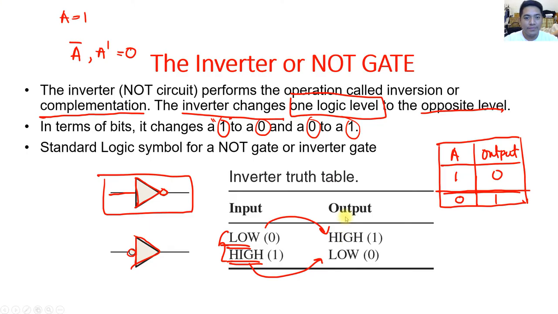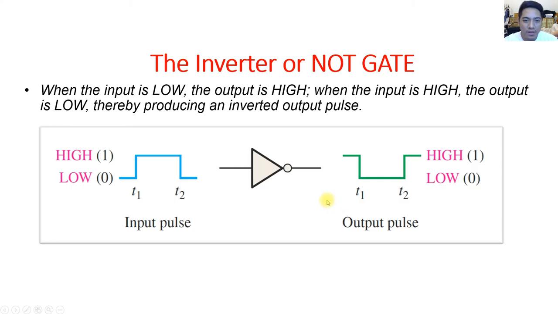So when the input is low, the output is high, and when the input is high, the output is low, thereby producing an inverted output pulse. For example, if you have an input pulse such as this, which corresponds to logic high or logic 1, the output in terms of pulse will become like this. So you have a logic 0 for the output pulse. Hence, inverter.